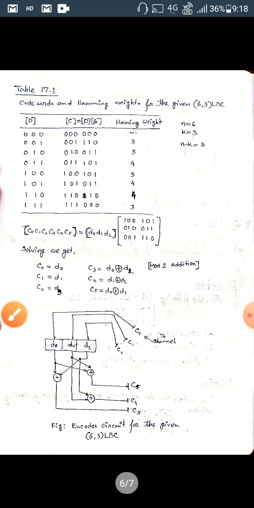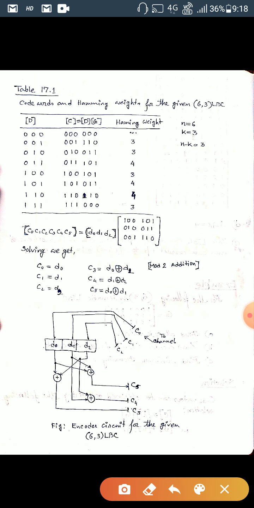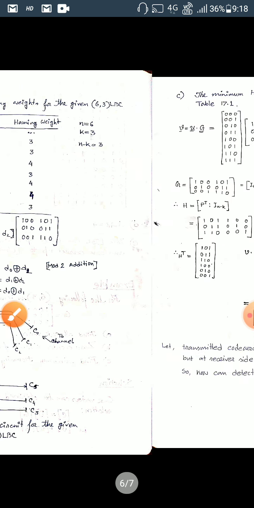And we have to check the other question. Oh yes, for the last one, it is given to find the minimum Hamming weight. So this is very easy. The minimum Hamming weight we already calculated from the table. So which one is the minimum weight there? 3. So the Hamming weight will be 3. You can identify the Hamming weight from the table. This is d min equal to 3.